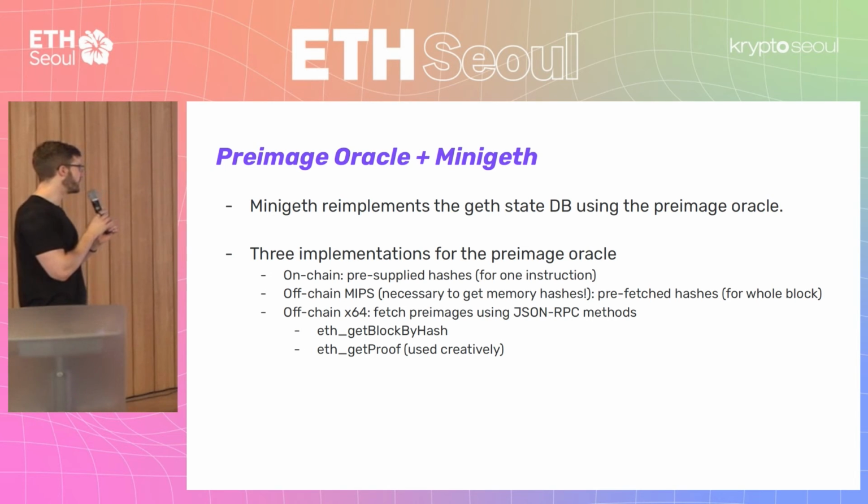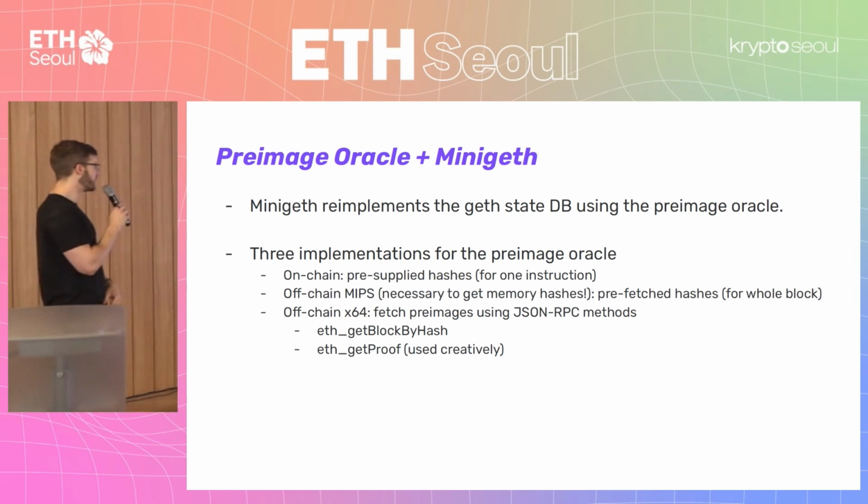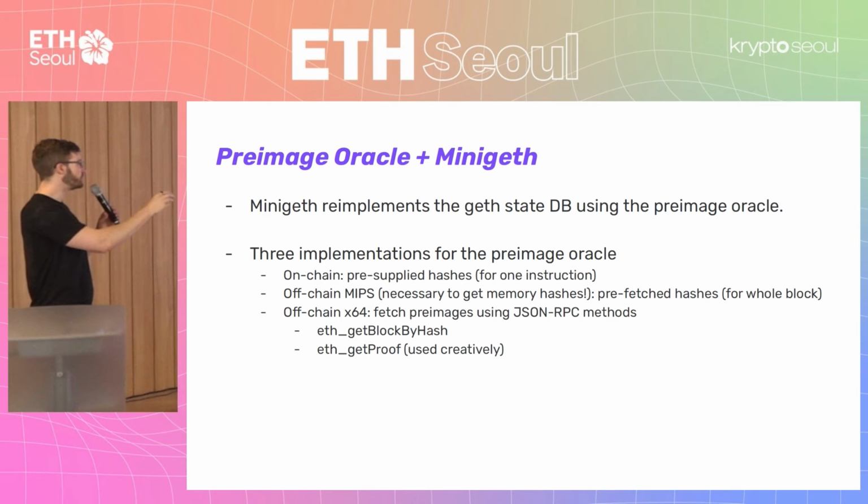In particular, we use get block by hash, and we use this thing called eth_getProof, which we use very creatively. There are some challenges there. But basically, getProof gives you a Merkle proof of any piece of state in Ethereum.